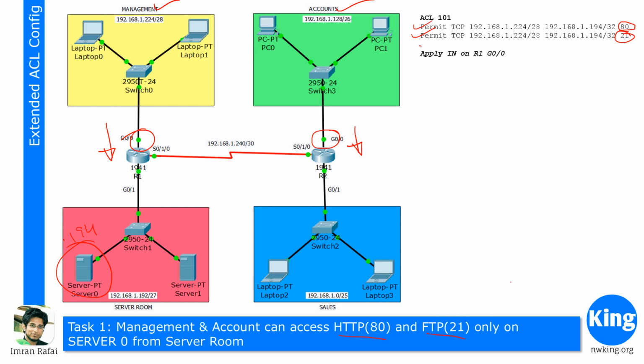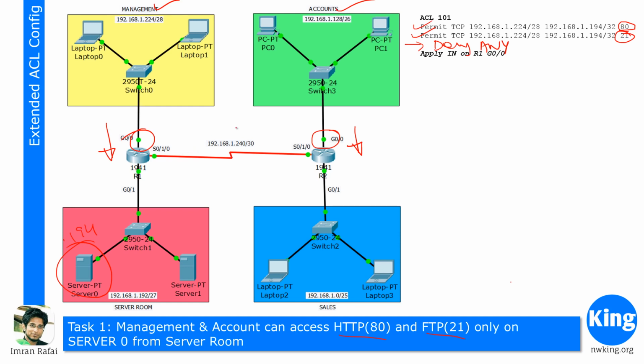means any other traffic. That means, say if this laptop wants to communicate with laptop 2 from sales, it will get denied. It'll check the first line, it doesn't match. Second line doesn't match. It'll definitely go to the third line, which is deny any. So every other traffic would be blocked.